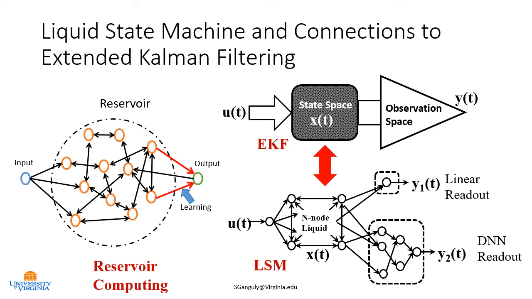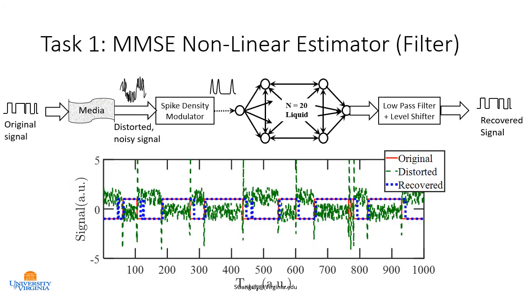Now, state space in an extended Kalman filter, you make a very well-defined state function and all of that, but this is the same thing here. You have spiking neurons, and you can do it controllably. So you can make a filtering, a signal processing task with these liquid state machines.